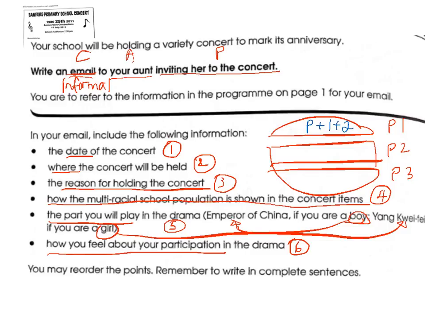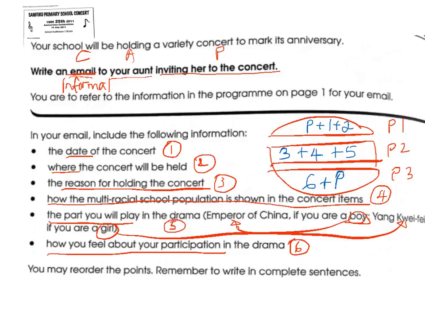Okay, then in the second paragraph, I can put in the reason why this concert is being held, how the multiracial nature of the school is displayed, and finally the part that I'm going to be playing. And I'm going to end off with how I feel about my participation, as well as again repeating the purpose statement. So here we have it, a very clear outline of my structure for my situational writing. Purpose 1 and 2, 3, 4 and 5, as well as 6, and again ending with my purpose.